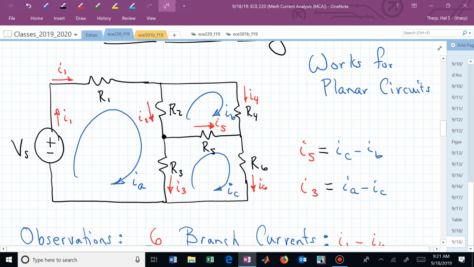Then we work our way around and we go, what's the voltage drop across R4 in terms of mesh currents? That one only involves one mesh current, doesn't it? That one's the easy one, so to speak. That's R4 I sub B. And then we want to drop voltage from right to left across R sub 5. R sub 5 times the net current from right to left, and that's I sub B minus I sub C.